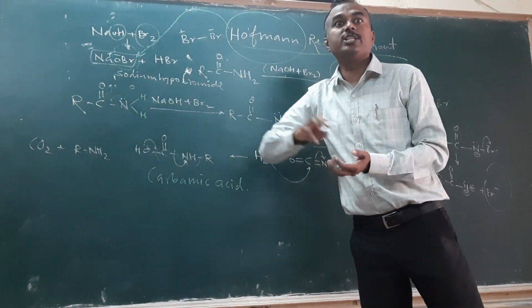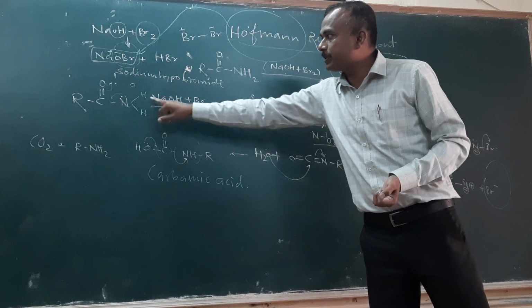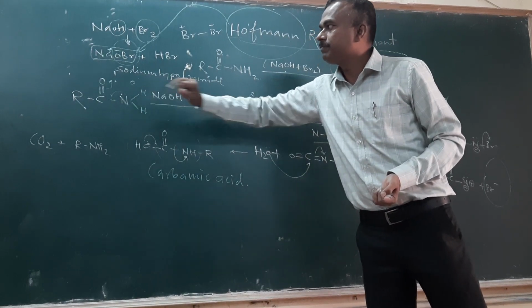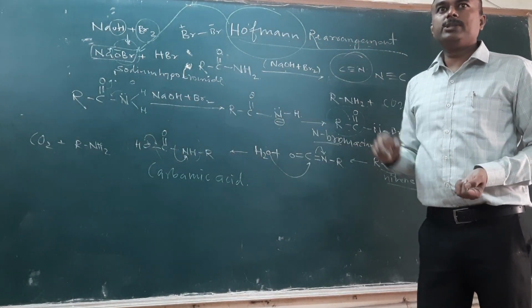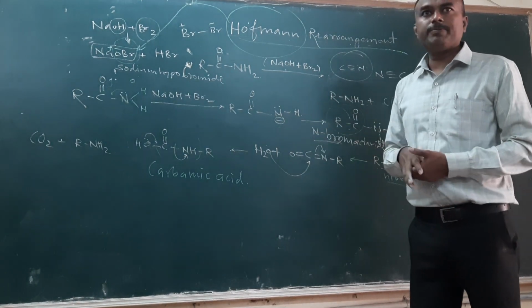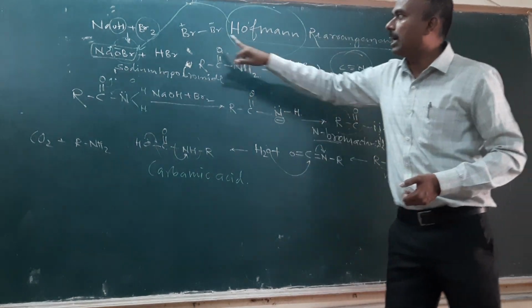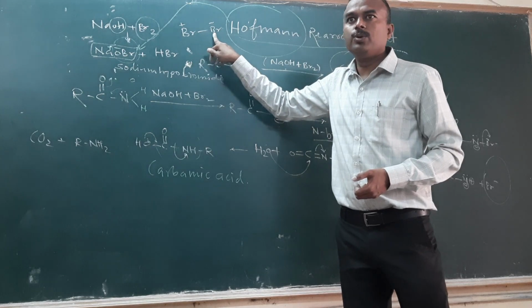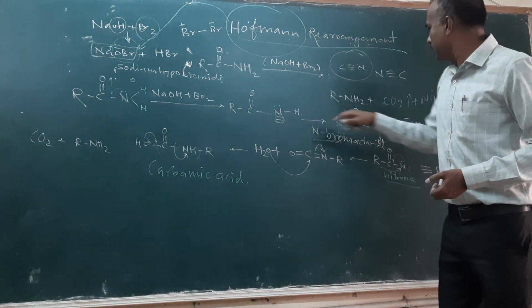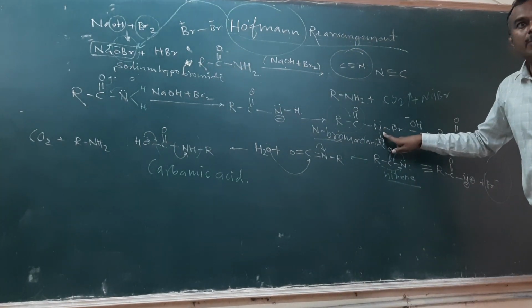OBr minus is a very strong base, so it will attract a proton from the NH. So that NH becomes nucleophilic. This nucleophilic NH will attack on the Br2. So it becomes an N-bromo amide.